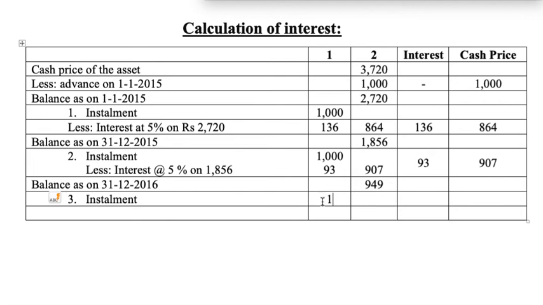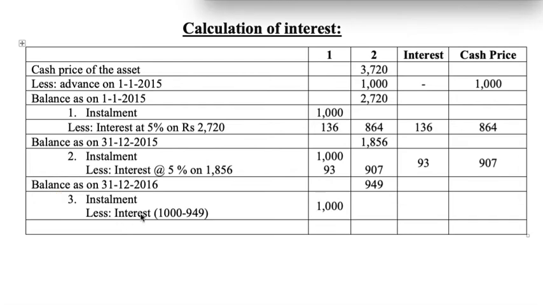The third installment is 1000 rupees. But here we don't need to calculate interest as a percentage of the balance. So what we are going to do is calculate the interest as the difference here. Interest is 1000 minus 949, so the total interest is 51. The principal amount will be 949 only, and interest here is 51, and the cash price is 949.